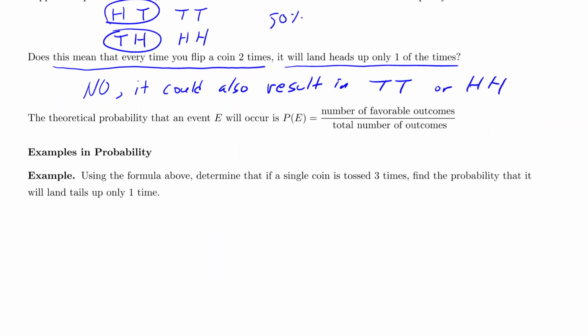So the theoretical probability of an event E, this is a notation we use, E, or sometimes we use capital A, capital B, oftentimes a capital letter to denote an event. In the previous example, flipping a coin, the event would be landing heads up. So the probability, capital P, of event E is the number of favorable outcomes divided by the total number of outcomes. This notation refers to the probability that E occurs.